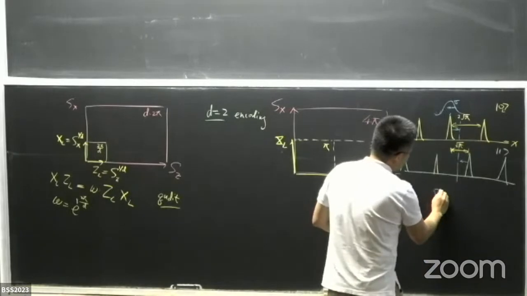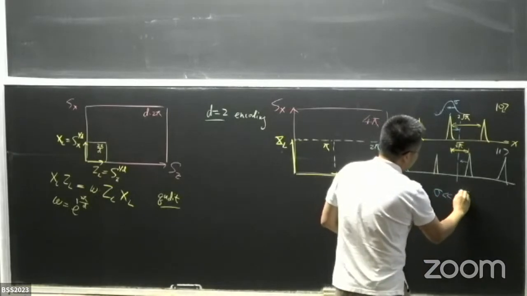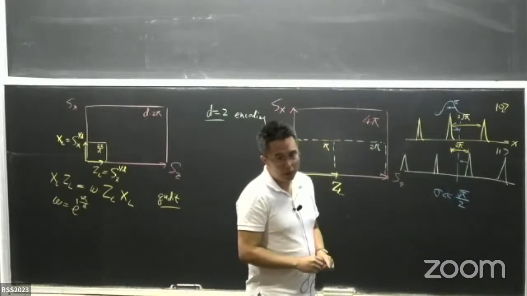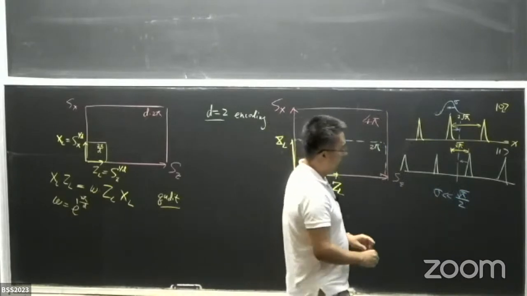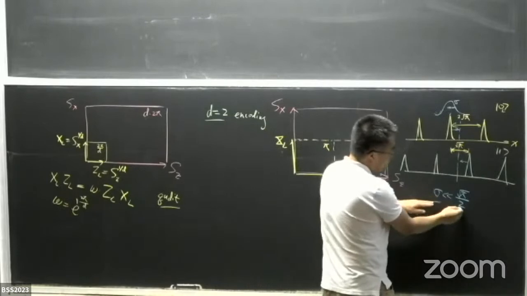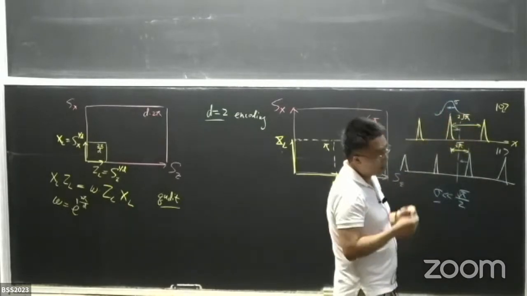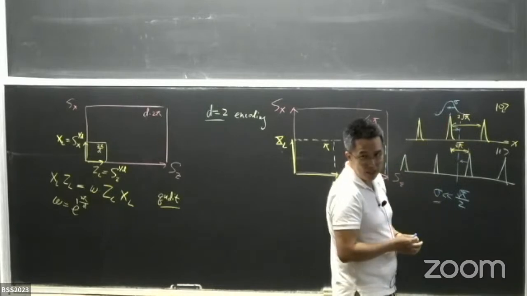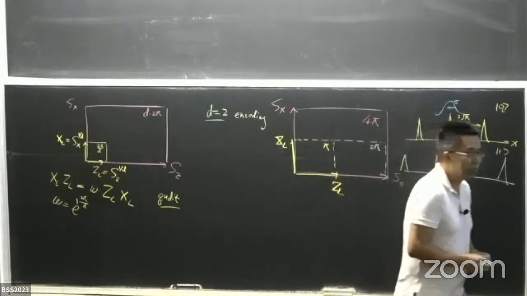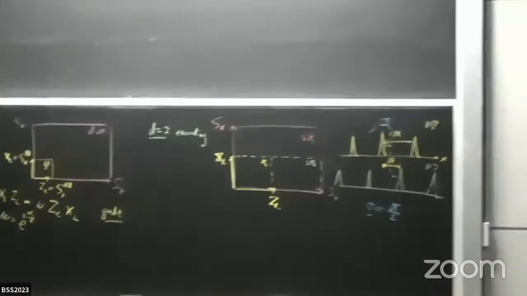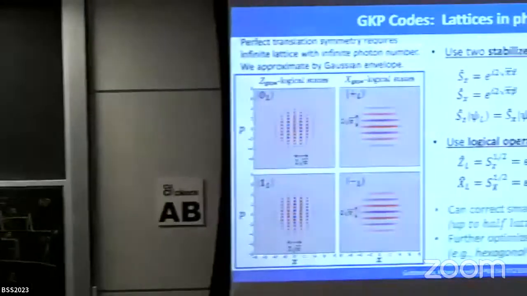So the requirement is that sigma should be much less than square root of pi over 2, so that you don't mix with different states. And once this condition is satisfied, then it's the Gaussian tail that will cause error, which is doubly exponentially suppressed. Okay, so now I hope that gives you some intuition. Oh yes, question.